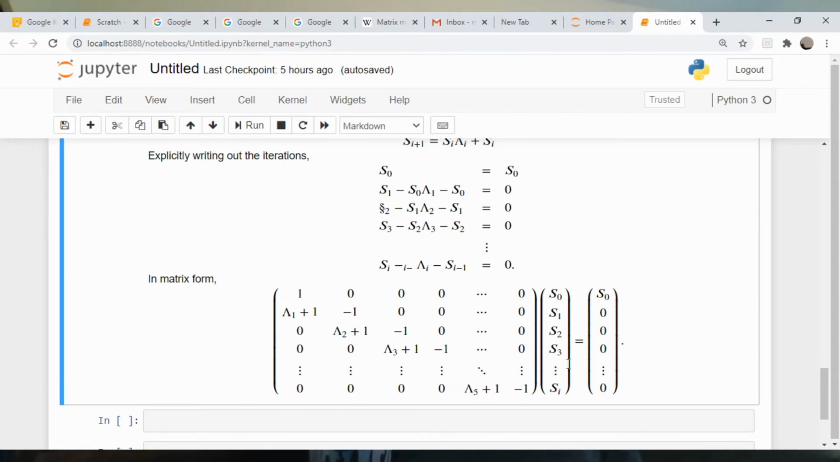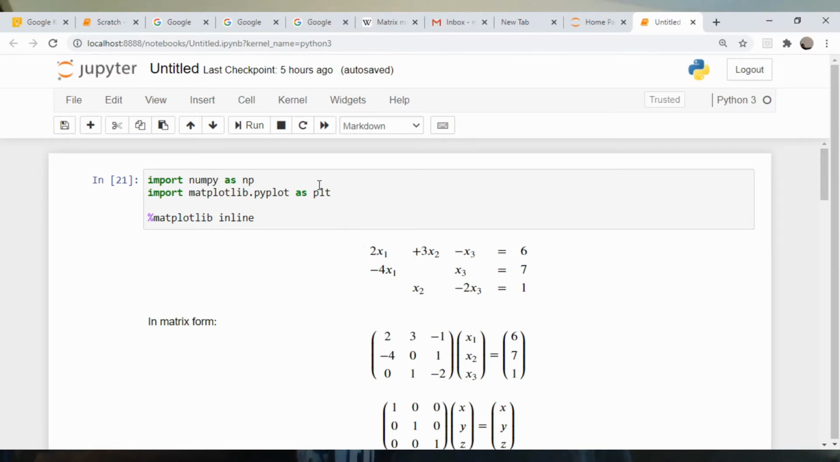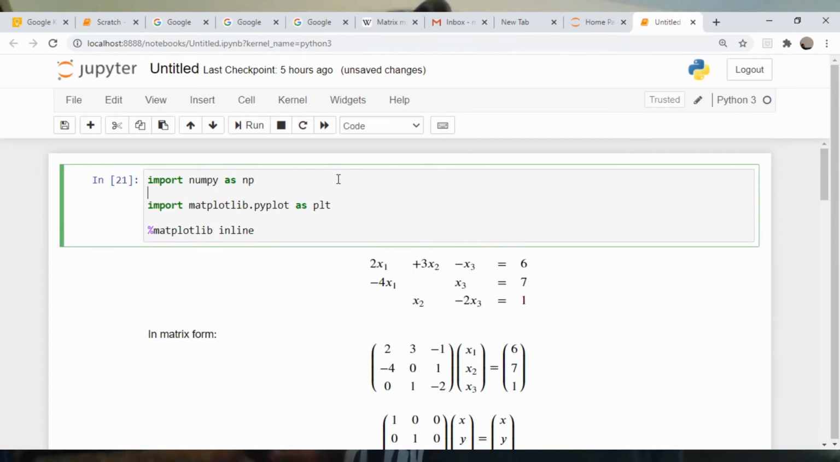Okay. So the first thing you'll notice about this matrix is that it's sparse. You have either 1s or minus 1s on the diagonal, and then you're going to have some numbers on the diagonal right below that main diagonal. Everything else is 0. So we can take advantage of our sparse matrix libraries. So let's import those now. Let's come up here, and we'll do the import.